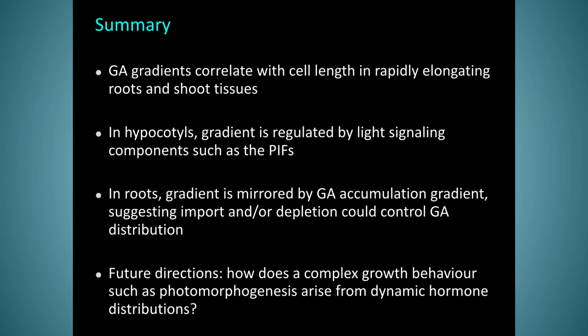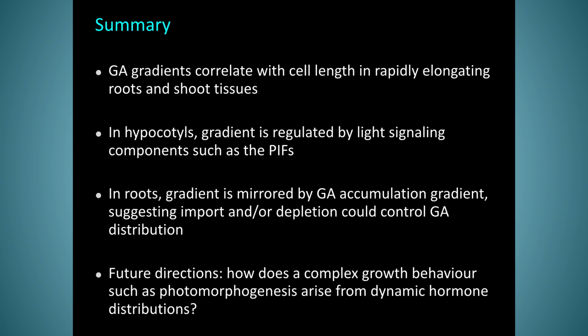So in summary, I'll just say that GA gradients correlate with cell length in rapidly elongating root and shoot tissues of Arabidopsis. In hypocotyls, the gradient is regulated by light signaling components. In particular, I've shown you today the PIFs. In roots, this gradient is mirrored by the GA accumulation gradient, suggesting that import and/or depletion could control GA distribution in addition to de novo biosynthesis.